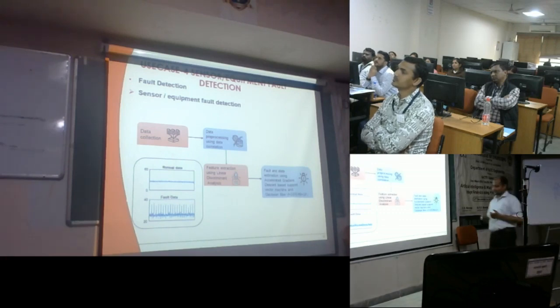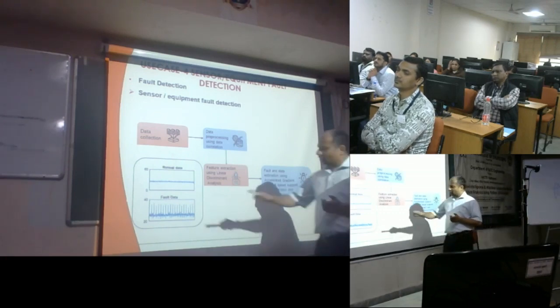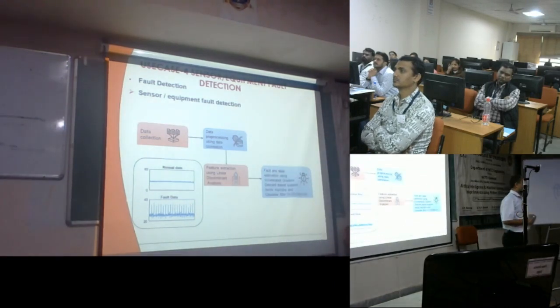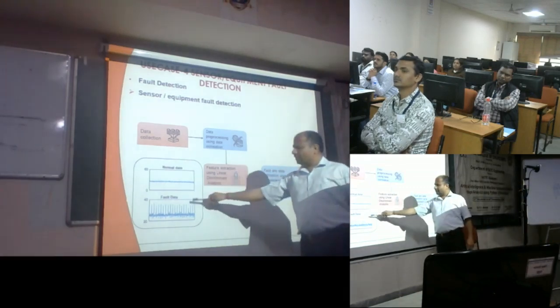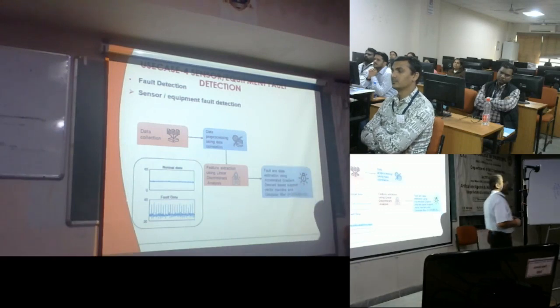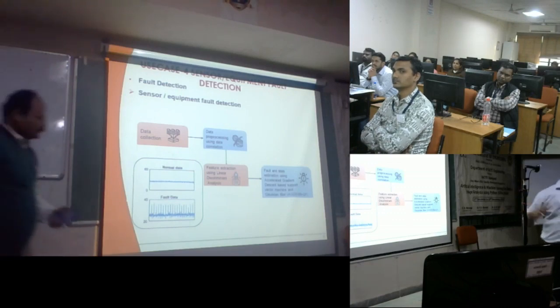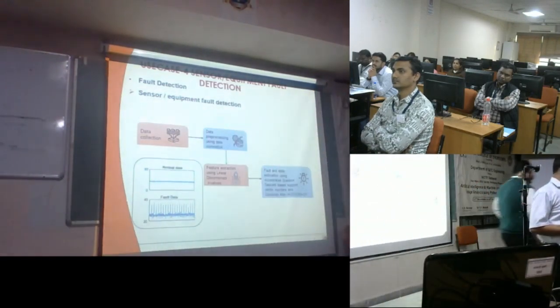So generally, we can try to analyze the normal data behavior, the normal data pattern of the sensor, for example, is this, and if we are getting data deviated from the normal data, this is to be classified as fault data. In this way, we can identify which sensor is getting faulty based on the data pattern that we are taking.